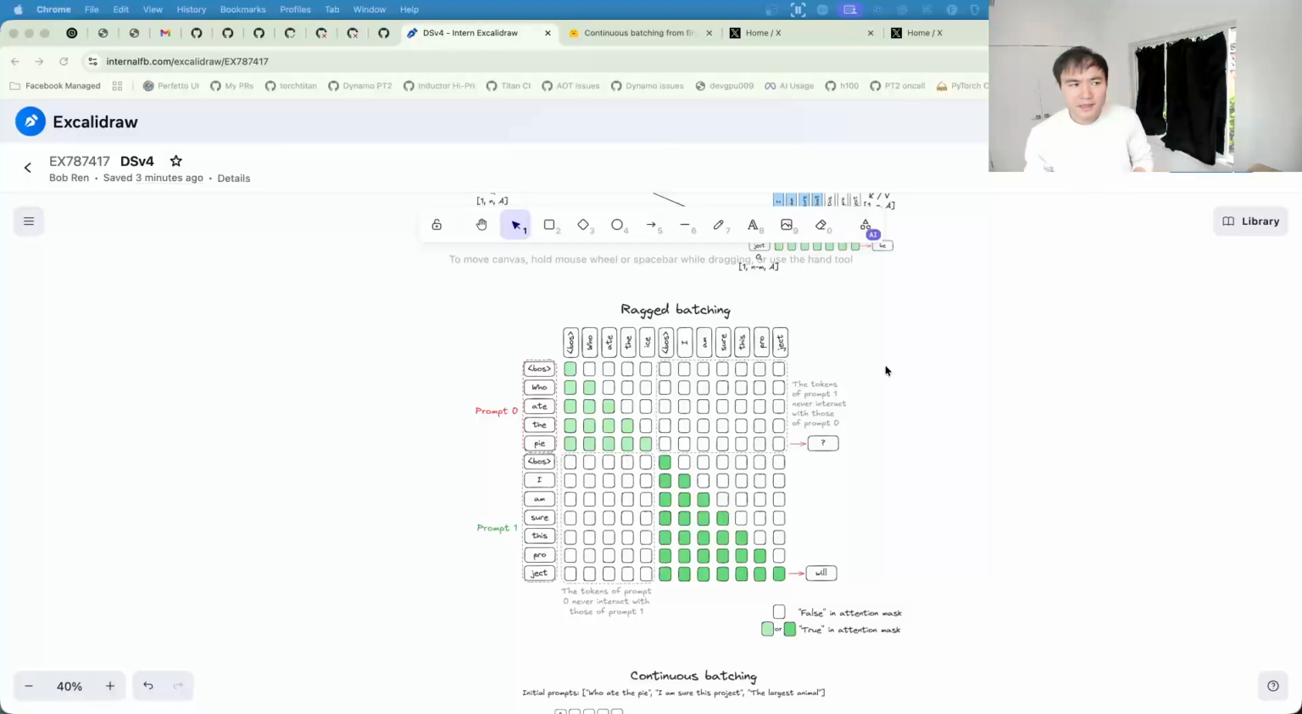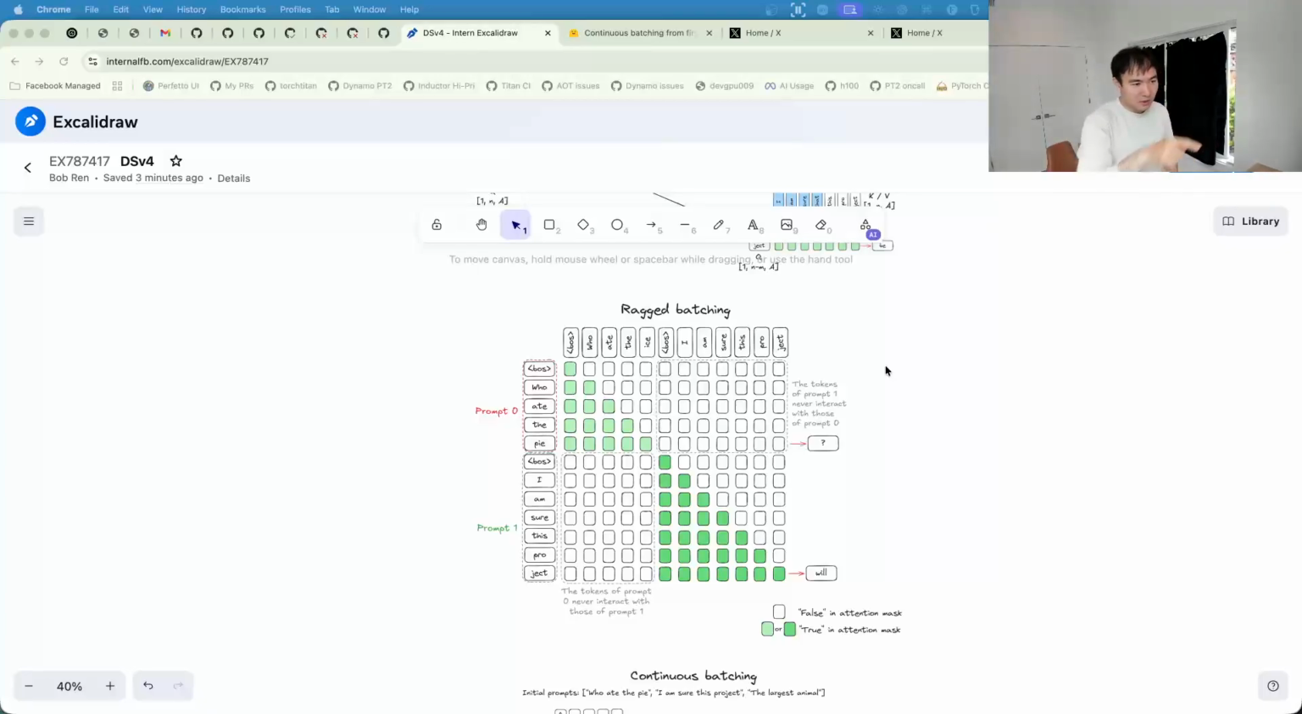The second concept I want to talk about is ragged batching. These LLM systems have a series of prefill and decode requests coming in, and especially for prefill, the length of the prompts varies. That's a little awkward. Basically, you either have to pad, or you have to do this.